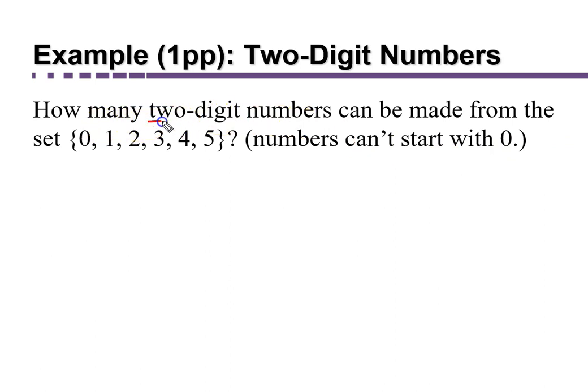How many 2-digit numbers can be made from the set? And this is our set. So how many symbols do we have? 1, 2, 3, 4, 5, 6. Now, for instance, 04 is not a 2-digit number. We can't count the 0 in the first position.